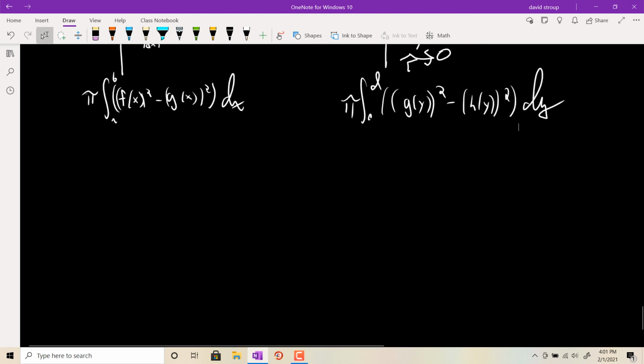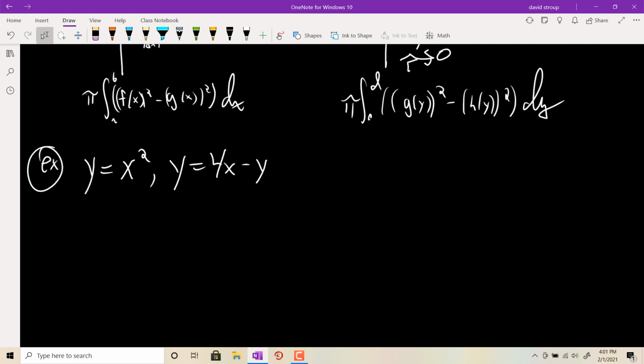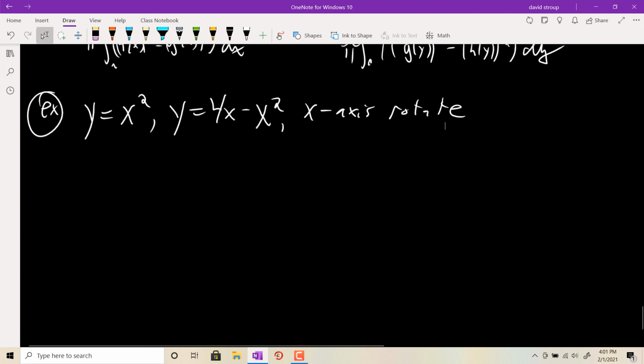So we have this region given by y equals x squared and y equals 4x minus x squared. First we'll do x-axis rotation. So I need to graph these guys. x squared is easy to graph. For 4x minus x squared, let's get the intercepts. Set it equal to 0. Factor out an x. We get x times 4 minus x. So its intercepts are at 0 and at 4.